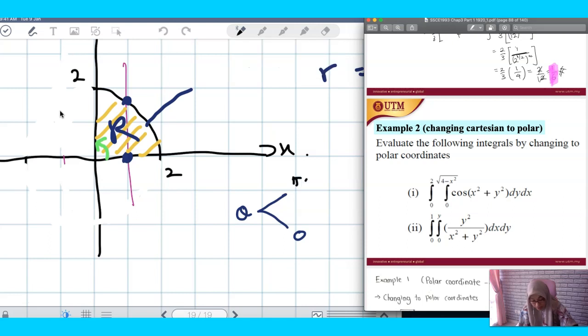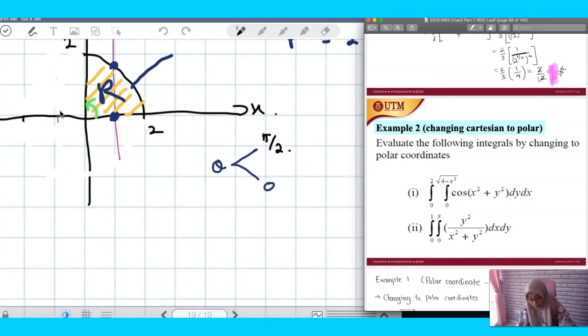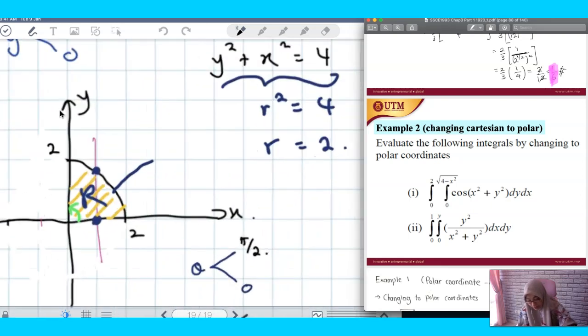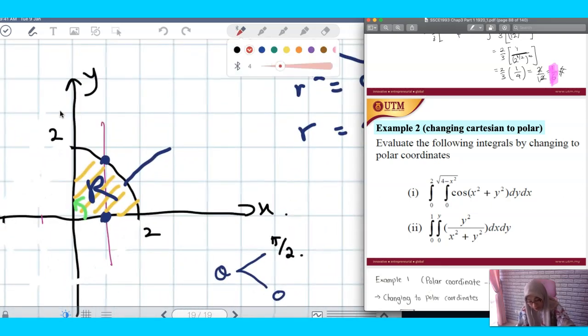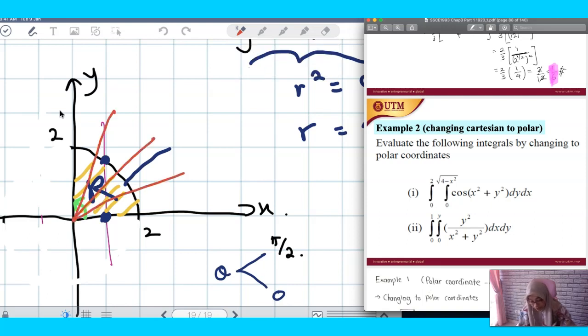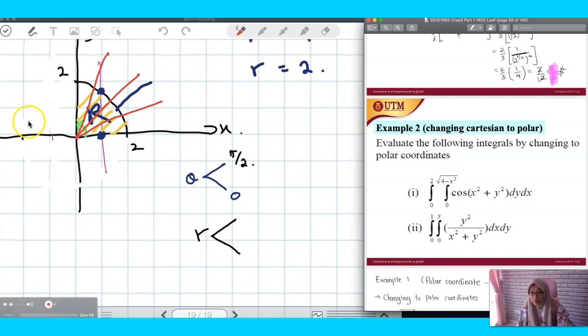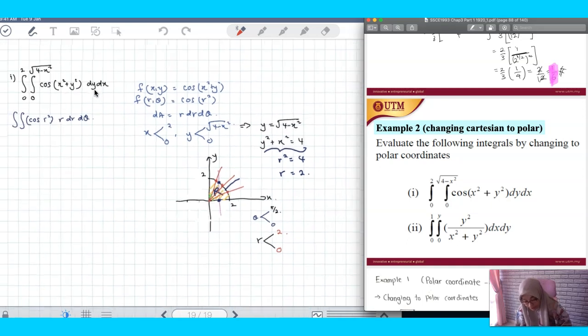Okay, pi over 2. How about the limit of r? How can we determine the limit of r? You have to provide a line starting at the origin. You can provide many lines, so you can see that all the smallest are starting at the origin, right? So 0, and the highest r is part of the line of the circle, which is 2. So that is your limit.